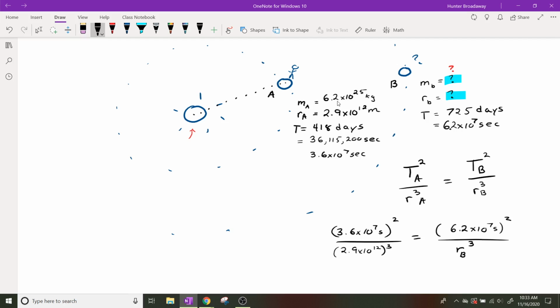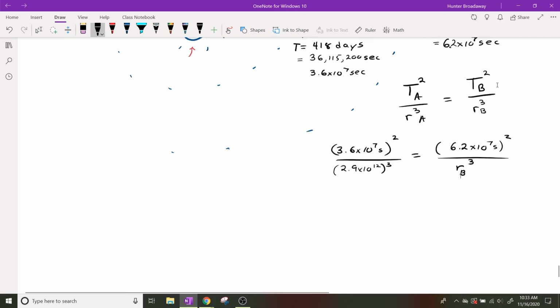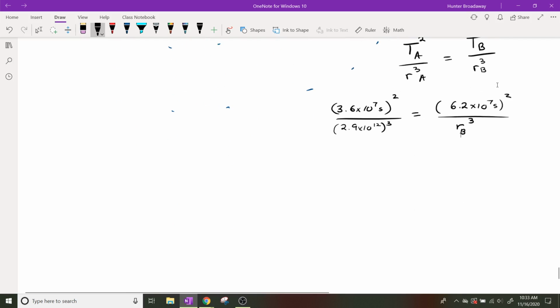I think some cross multiplying is in order, right? Okay, let's do that. I'm going to cross multiply. So that's going to be r cubed B times 3.6 times 10 to the 7th squared equals 6.2 times 10 to the 7th squared times 2.9 times 10 to the 12th cubed.